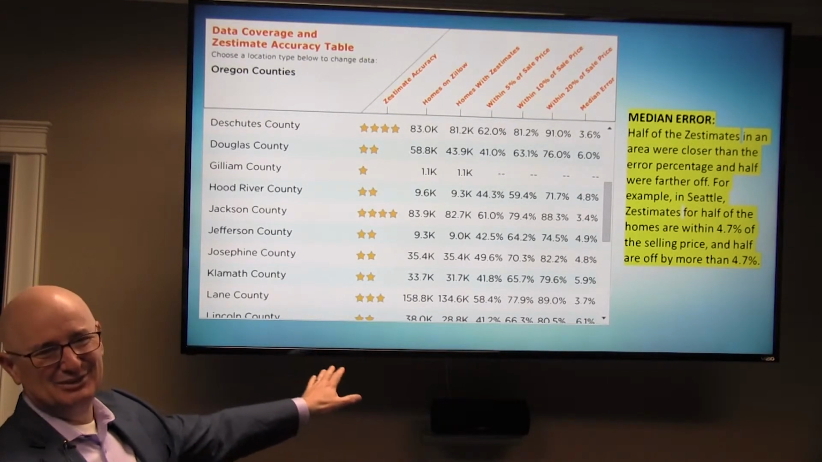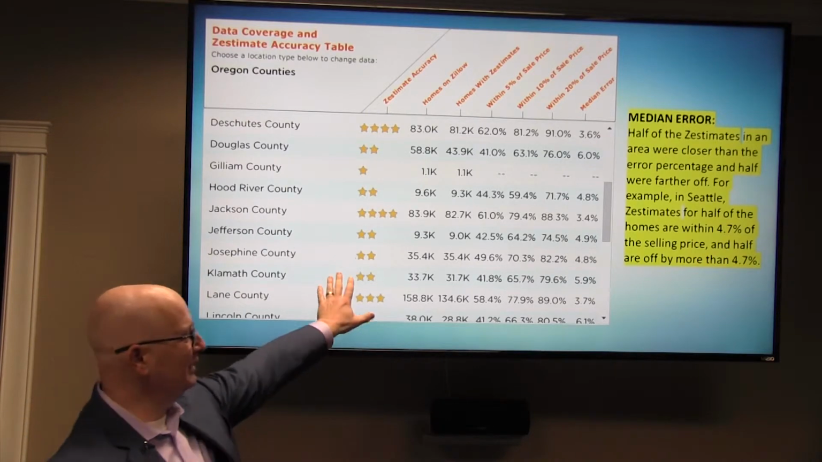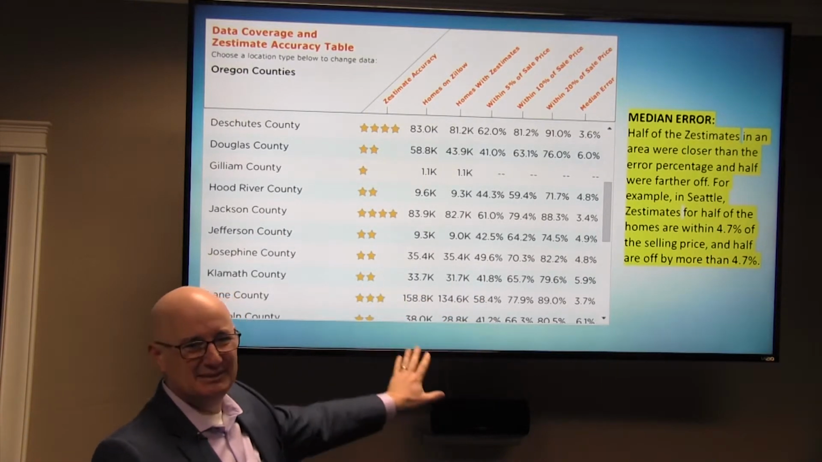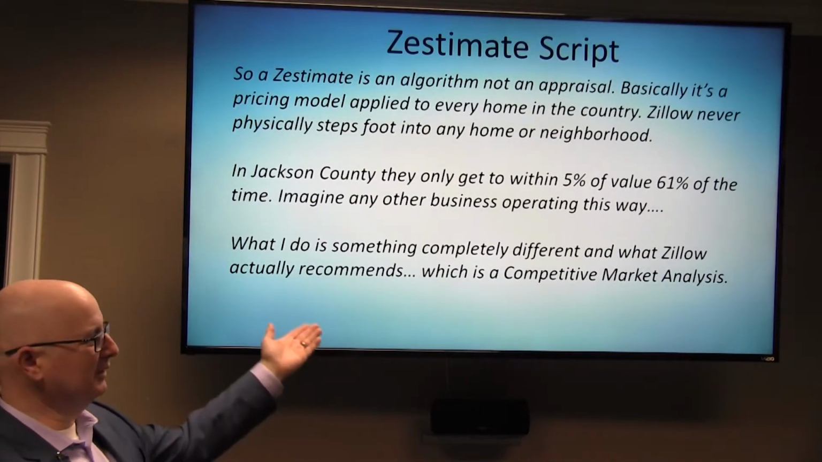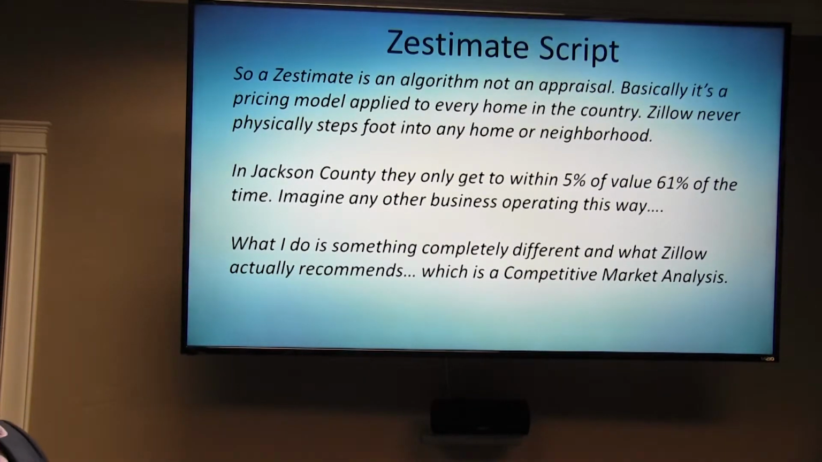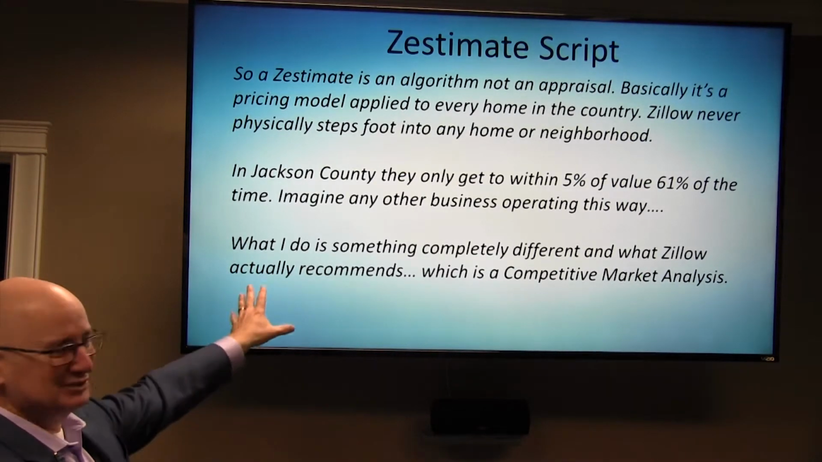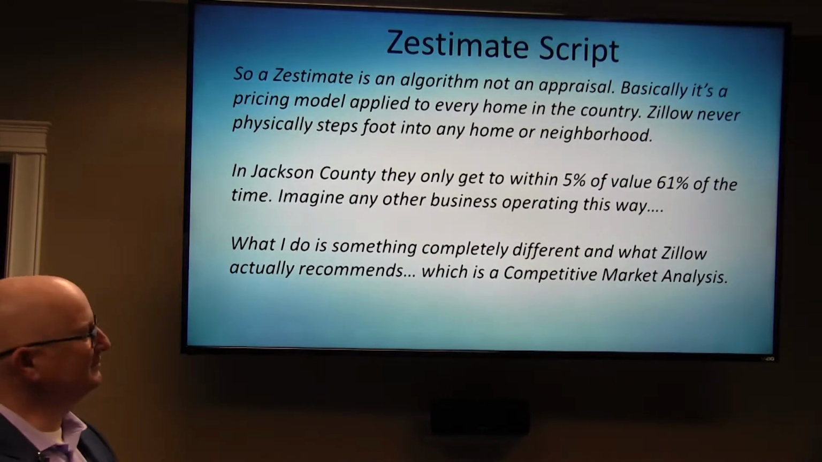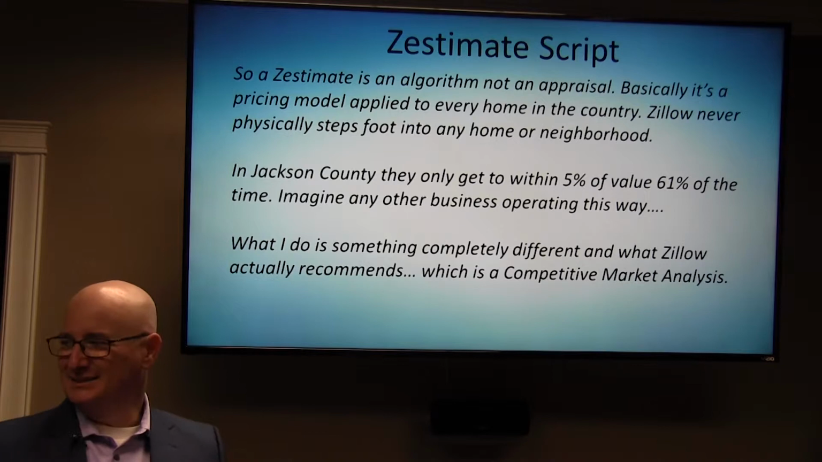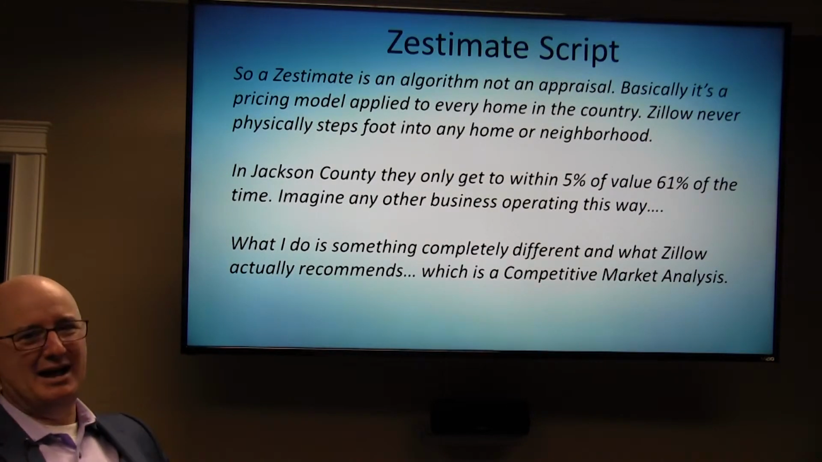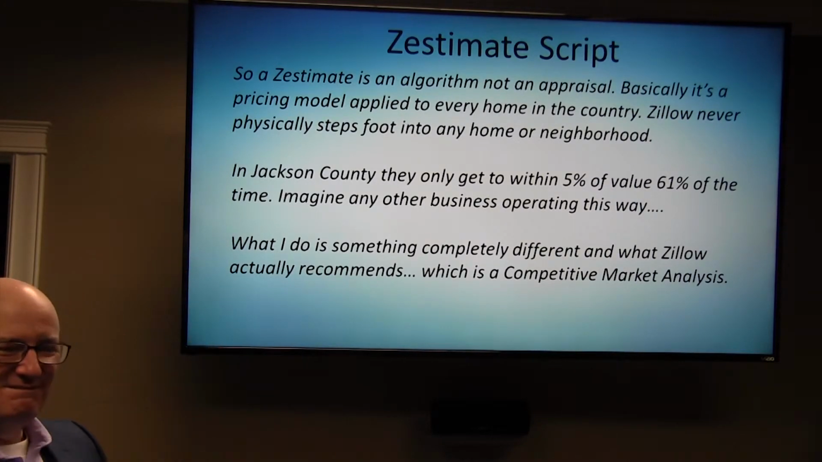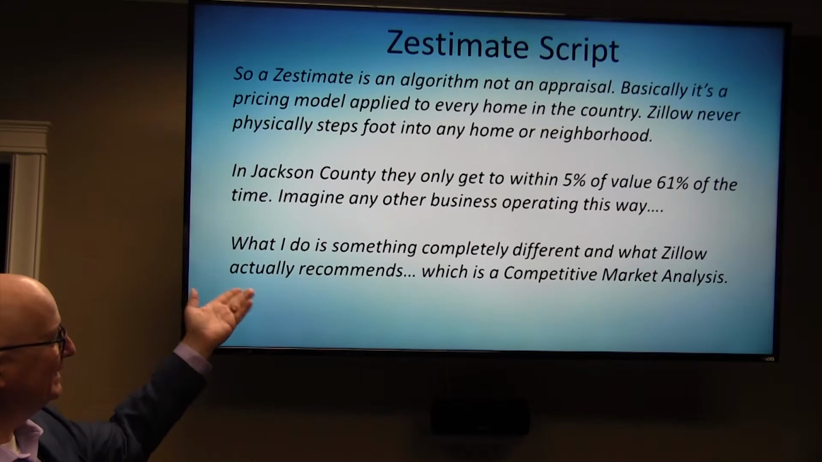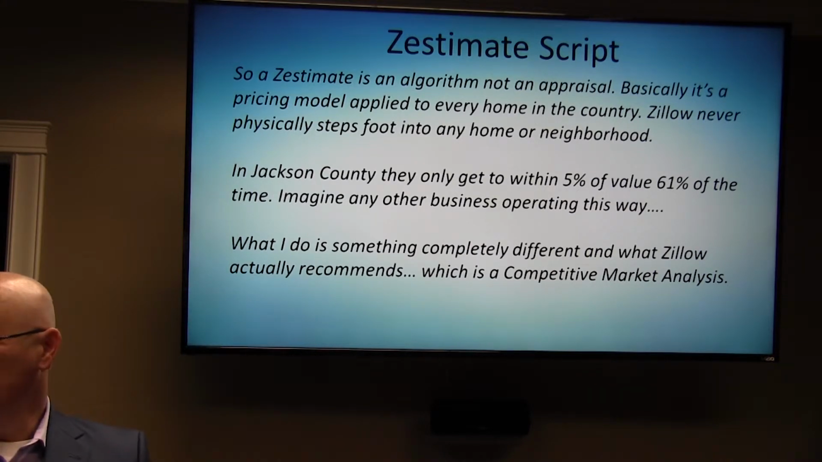So using their numbers against them and showing clients just how inaccurate Zestimates are can be very powerful. Here's some language. So if I'm with my clients in my town, I'm going to use the data that I just gave you. So I might say this. So Zestimate is just an algorithm. It's not an appraisal. And basically, it's a pricing model applied to every house in the country. Zillow never physically sets foot in any of these properties or even in your neighborhood. In Jackson County, where I live, for instance, they only get to within 5% of value 61% of the time.